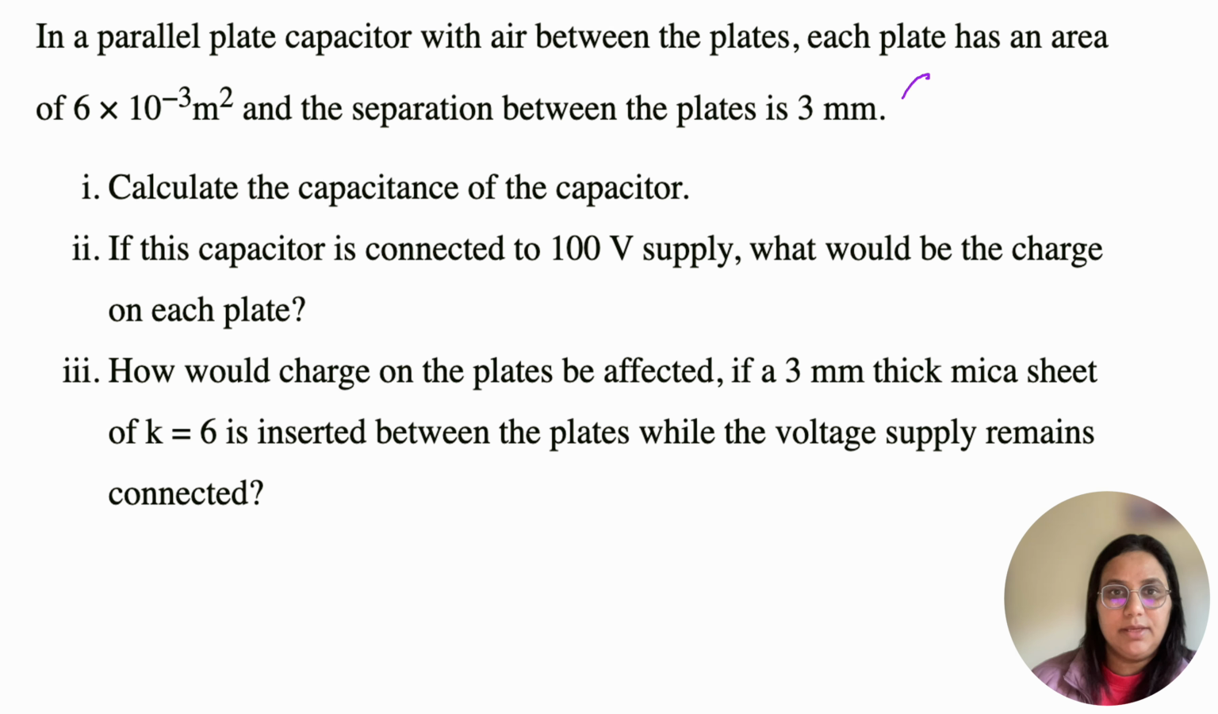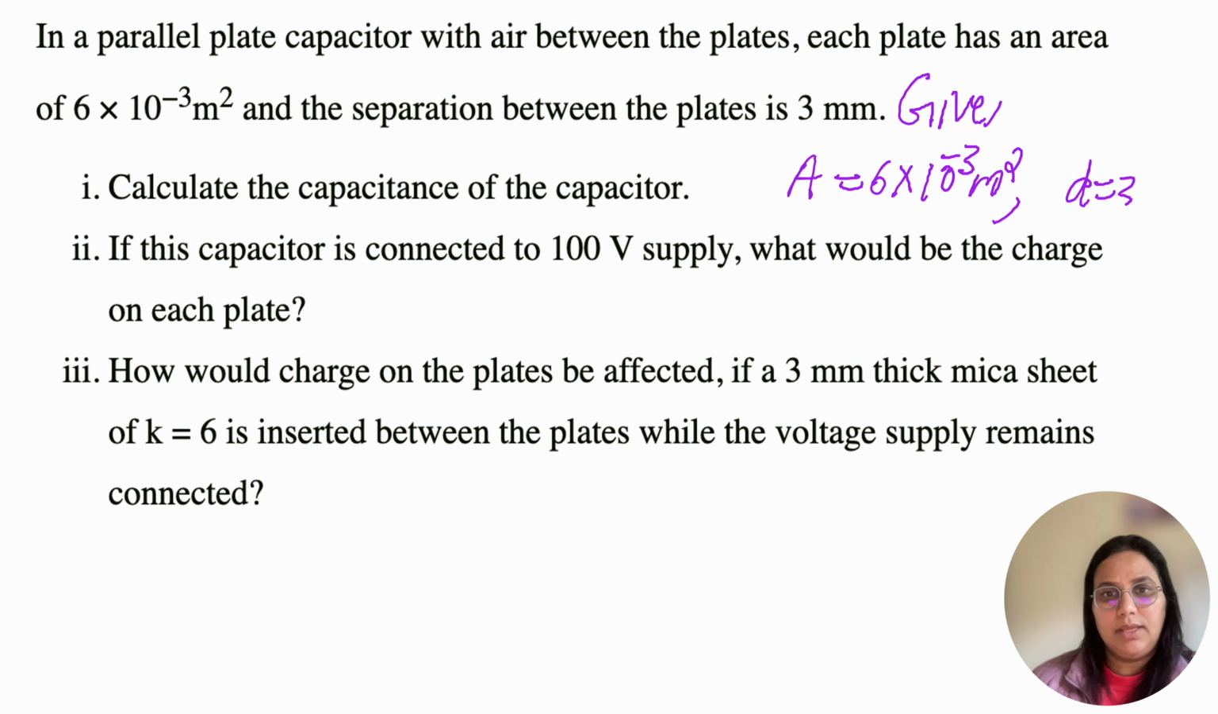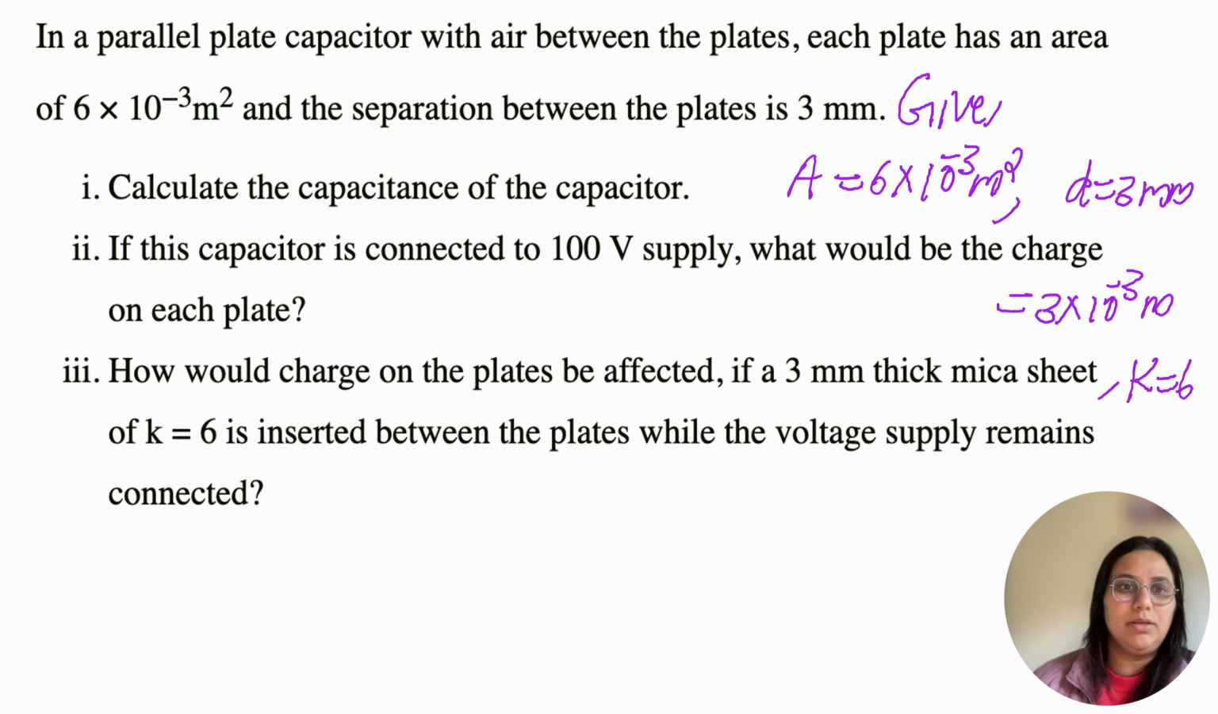So here, what is given? As per the question, A is equal to 6 × 10^-3 m² and d is equal to 3 millimeter. Convert into meter, which is equal to 3 × 10^-3 meter, and dielectric constant K is equal to 6. These are the parameters given. Voltage is equal to 100 volt.